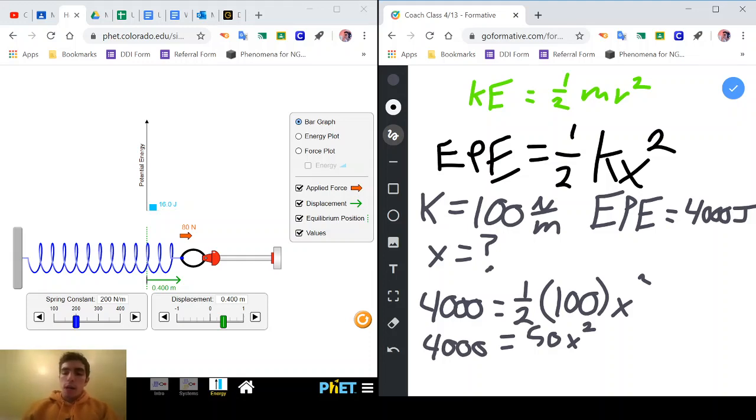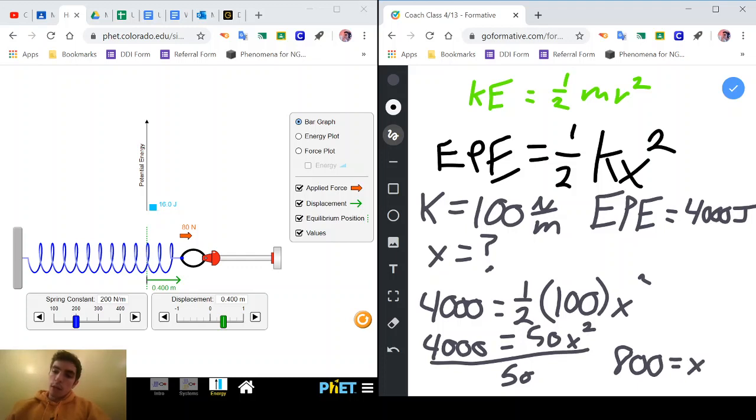So since we're looking for X, I'm going to get rid of whatever is next to that X and divide both sides of this equation by 50. It looks like that is going to give us 800 being equal to X squared. And now I do not know what the square root of 800 is. So let's pull out a calculator. 800, take the square root, and it looks like X would be equal to 28.3, I'll round to, meters.